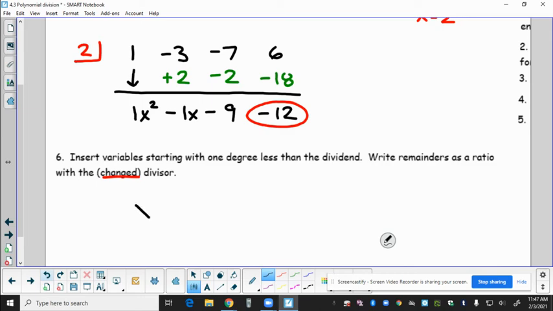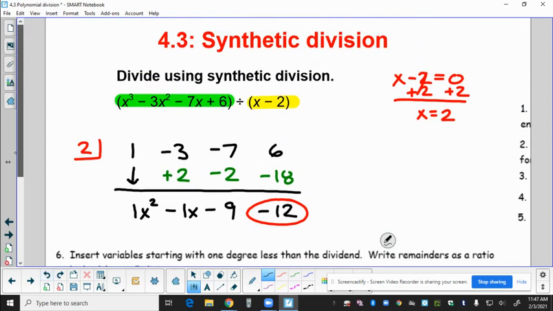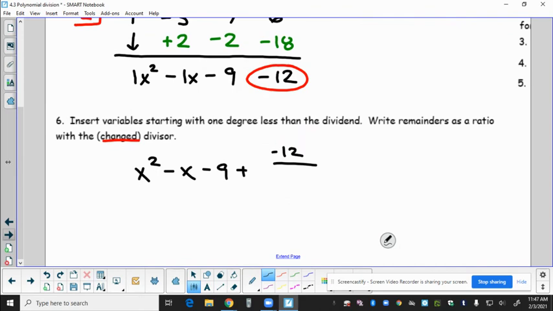It's going to be x squared minus x minus 9 plus, you ready? -12 over, what was our divisor? Oh yeah, it's x minus 2. And there you go. There's the answer. New process, new algorithm. Let's try some examples.